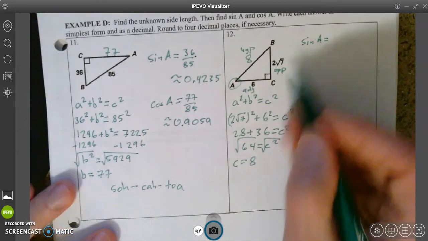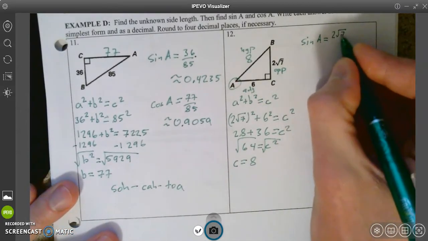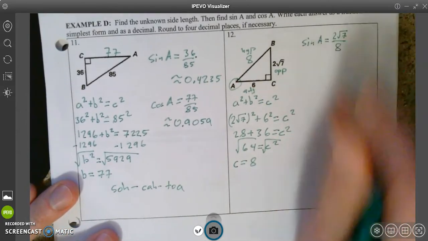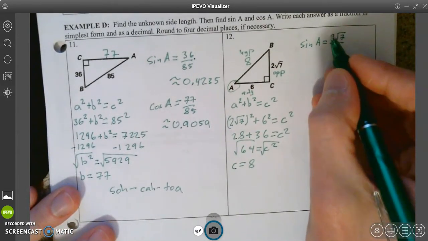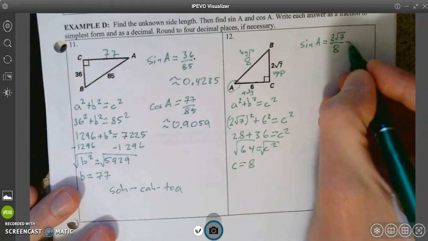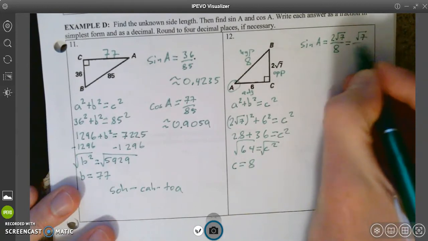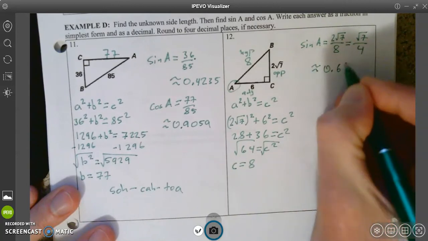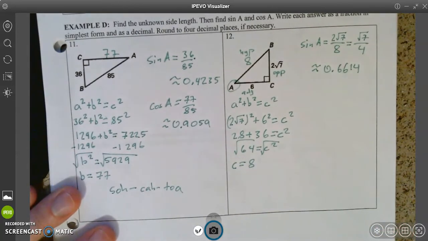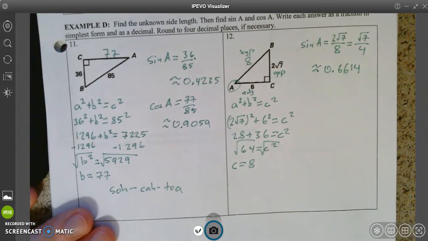But sine of A, opposite, so 2 square root of 7 over hypotenuse is 8. The 2 and the 8 simplify, 2 goes into both of those evenly, so I get square root of 7 over 4. Plugging that in my calculator, I get 0.6614. So sine of A is approximately equal to that decimal.